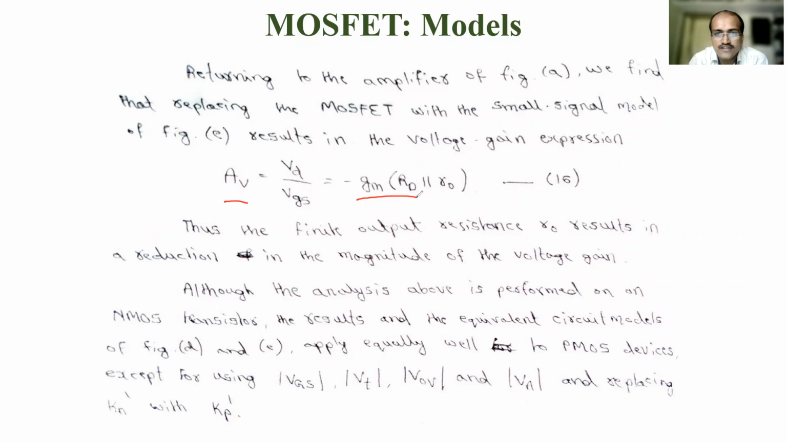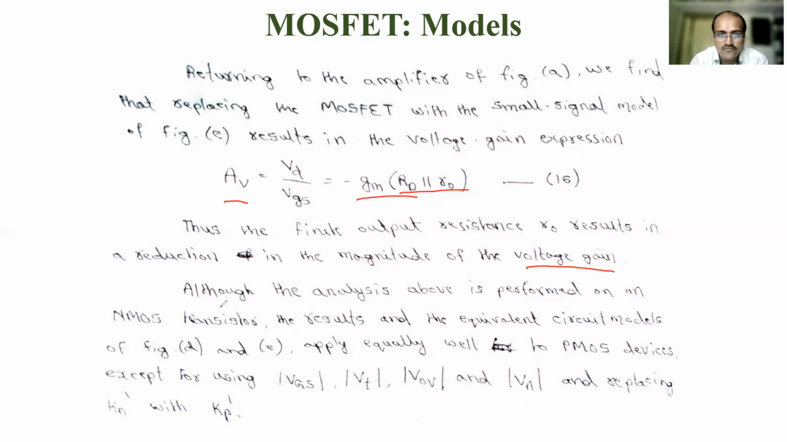Now since R0 is included, what will happen? It changes to RD parallel to R0 being computed first, and that will be multiplied with GM. This is the modification that will happen to the voltage gain equation. Thus the finite output resistance R0 results in a reduction in the magnitude of the voltage gain. Including R0 will reduce the voltage gain by a little fraction. Okay, that is the conclusion.